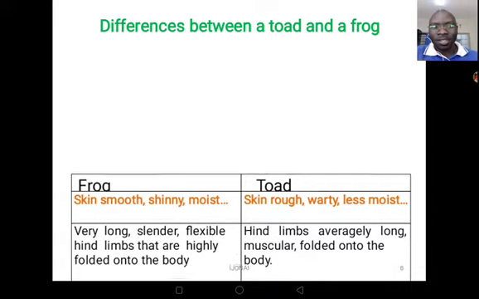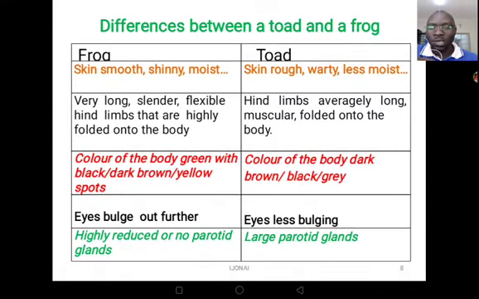Great. Let's look at other differences here just to emphasize what we have looked at. We said that the frog's skin is smooth, shiny, and moist, whereas the one for the toad is always rough, dry and less moist. The legs of the frog are always very long, slender, flexible, and highly folded into the body. I hope you saw that in the picture. And then for the toad, the hind limbs are always averagely long. They are not so long compared to those of the frog. And then they are muscular and folded to the body.